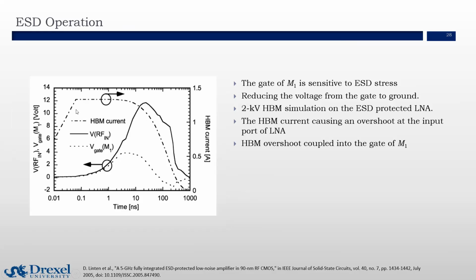You can see that if we have a current flowing through the IC, which is represented by the dotted line, it will generate an overshoot. The solid line represents the input voltage on the gate, and you can see that the solid line has an overshoot due to the HBM current. So the gate of M1 is sensitive to ESD stress, and the HBM simulation indicates we should protect the IC from the human body current.